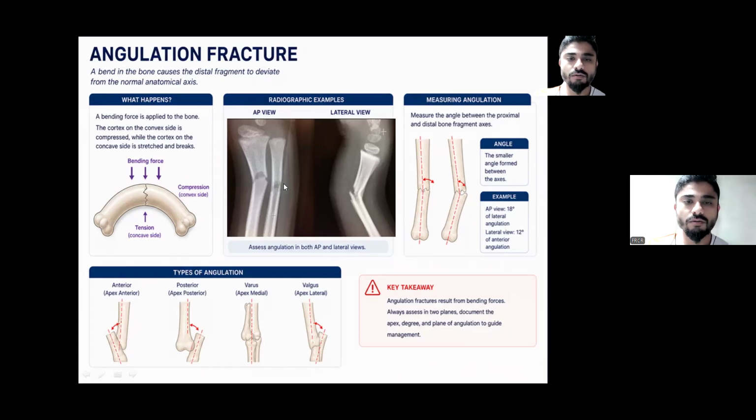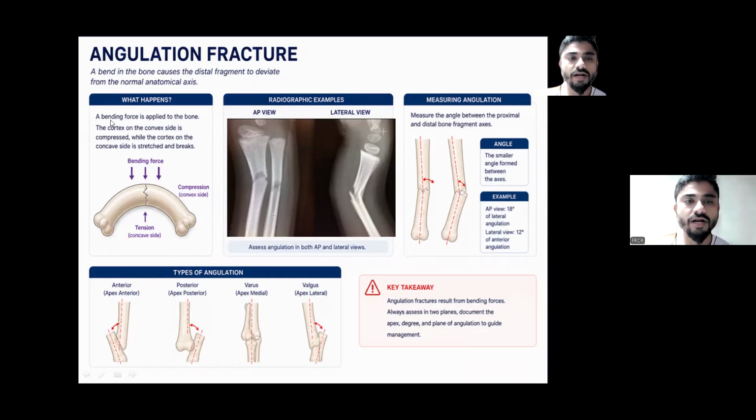Here you can see there are complete transverse fractures at the distal metadiaphyseal portion of the radius and ulna. This is the medial side, this is the lateral side, and I would say that there is a medial apex angulation of both the fractures, more on the radial side. Now coming to the lateral view, there is a ventral apex angulation. This is the palmar side, this is the dorsal side. You need to describe the angulation both in the frontal radiograph as well as the lateral radiograph.